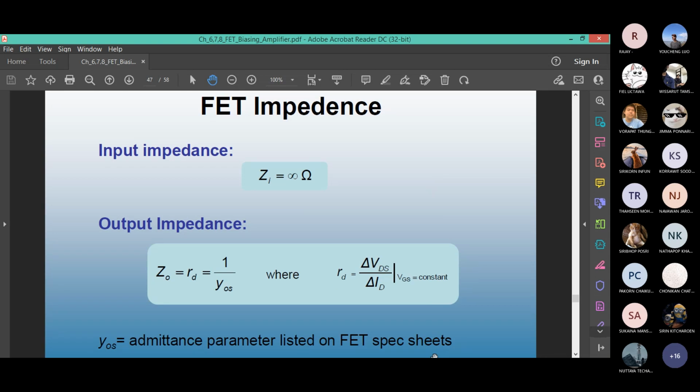For JFET, the FET input impedance is infinity ohm, which is like an open circuit. Output impedance is given by a term called small rd. When you do not connect it with anything, by default there's an output impedance. It is not the opposite of transconductance. Sometimes you might want to take 1 over GM, that is wrong.